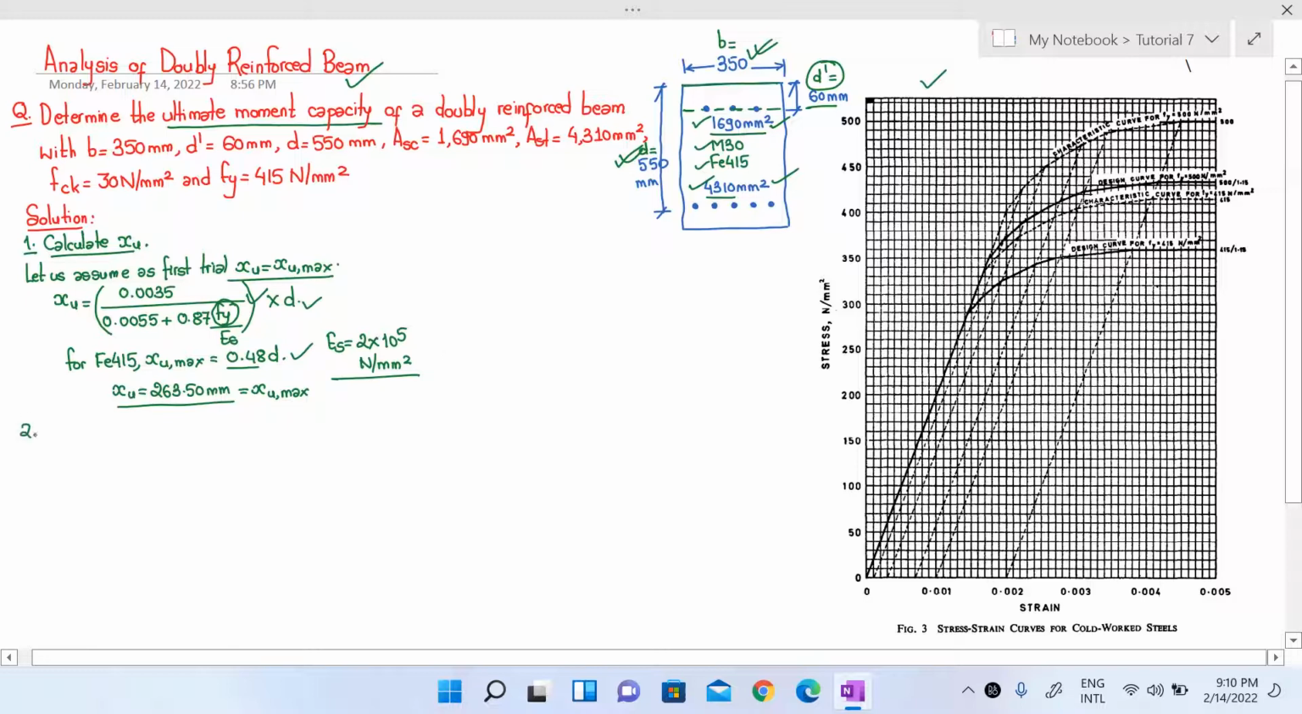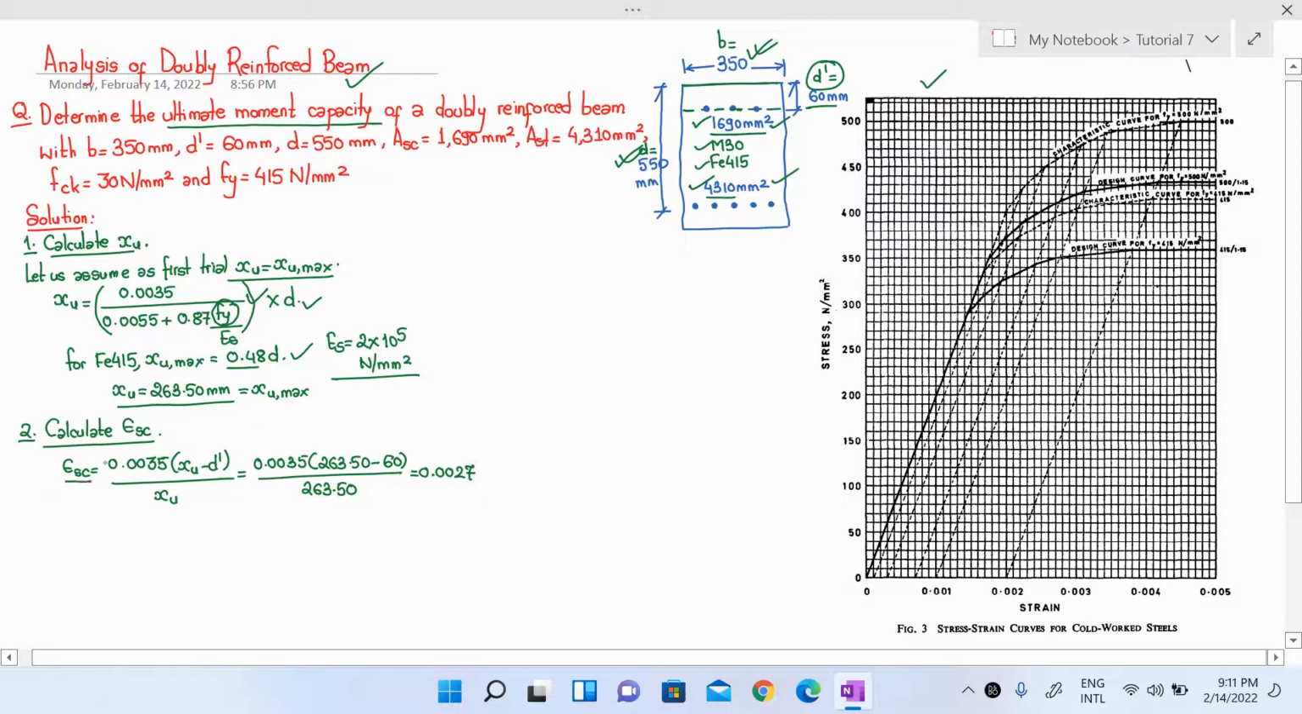After calculating the value of xu, now we will calculate the strain in our compression steel, epsilon sc. Epsilon sc is also calculated from the similar triangle rule using compatibility of strains. The value we have derived is 0.0035 into (xu minus d dash) by xu. Now this becomes 0.0035 into (263.50 minus 60 mm) over 263.50. And this comes out to be 0.0027.